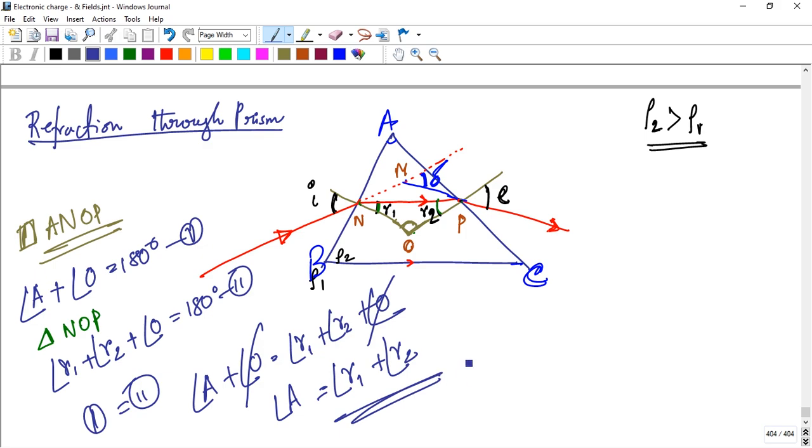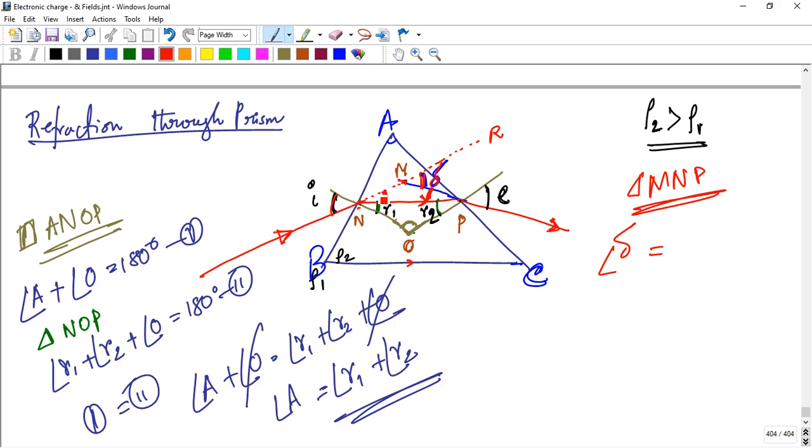Okay, and now here is another triangle, MNP. If I extend the NM side up to, suppose, R, and this angle is delta, the deviated angle, the exterior angle, then delta is equal to the sum of the two opposite interior angles, these two angles here.